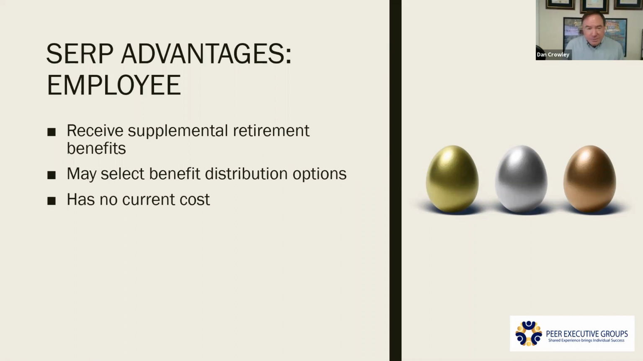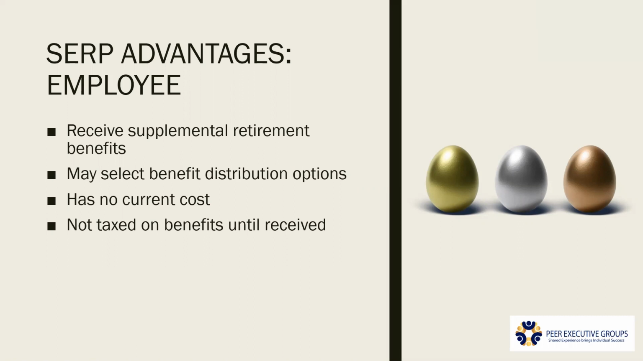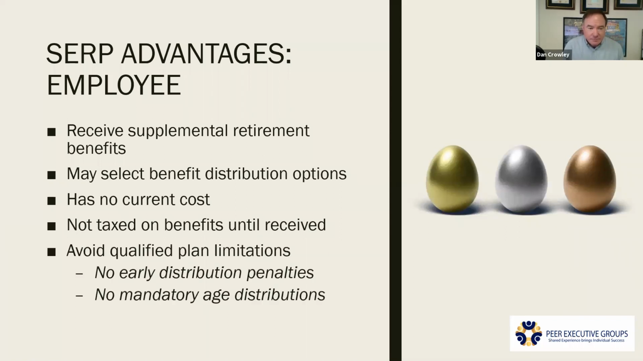There is no current cost to the employee. It certainly just goes right into their benefit package. They are not taxed on any benefits they receive until they receive them. So they may look at it and say, oh, I've vested 25% of a $500,000 pension. It's $125,000. I'm guaranteed. They don't pay tax on that until they receive it in the form of a check. And this also avoids, obviously, any qualified plan limitations. There are no early distribution penalties and no mandatory age distributions that you might see with a 401k or an IRA.